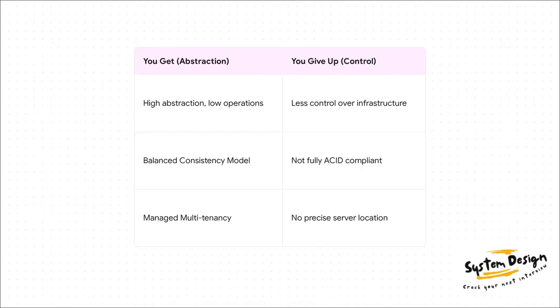And this all leads to the core trade-off. With Firebase, what you get is this incredible level of abstraction, which means way less operational work for you. But what you give up is fine-grained control over the servers. You get a super scalable data model, but it's not the same as a traditional SQL database that's fully ACID compliant, which might matter for things like financial apps. You're playing in a powerful, managed sandbox, and it is crucial to understand where the walls are.